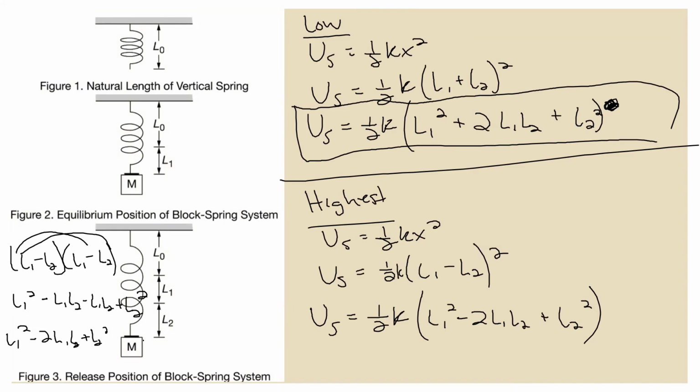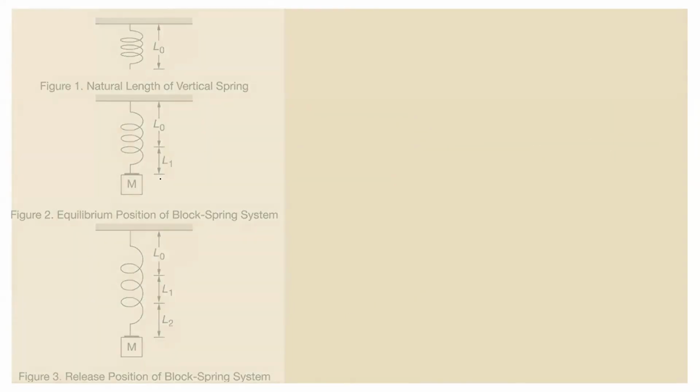The change in potential energy is going to be the difference between the potential energies at the lowest point and the highest point. That's what they asked us. Now I'm going to take the lowest minus the highest, and the reason why is because the lowest has a bigger potential energy than the highest point, right? Because the spring is stretched more at the lowest point. And so I'm going to take just the bigger thing minus the smaller thing.